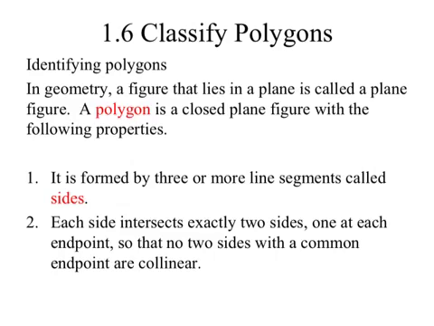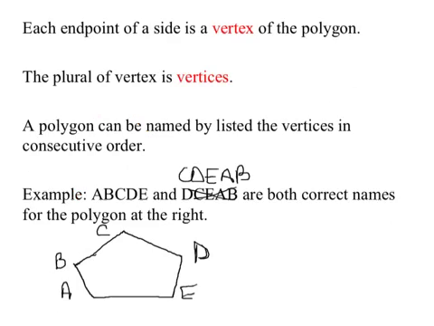Number 2, each side intersects exactly 2 sides, one at each endpoint, so that no 2 sides with a common endpoint are collinear. So you don't have any sides that have a common endpoint being collinear. That would be another line. So let's explain with a few more examples. All right, so also continuing on, each endpoint of a side is a vertex of the polygon. An English lesson, the plural of vertex is vertices.